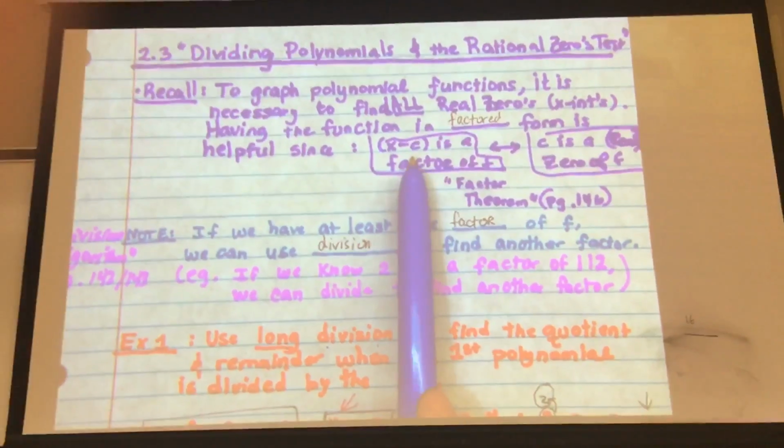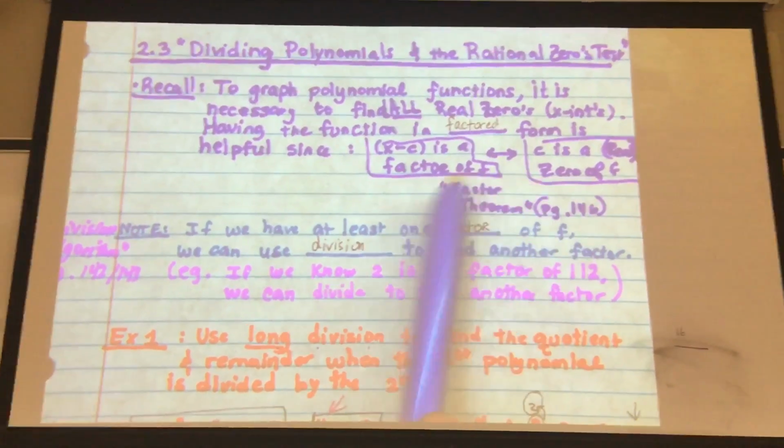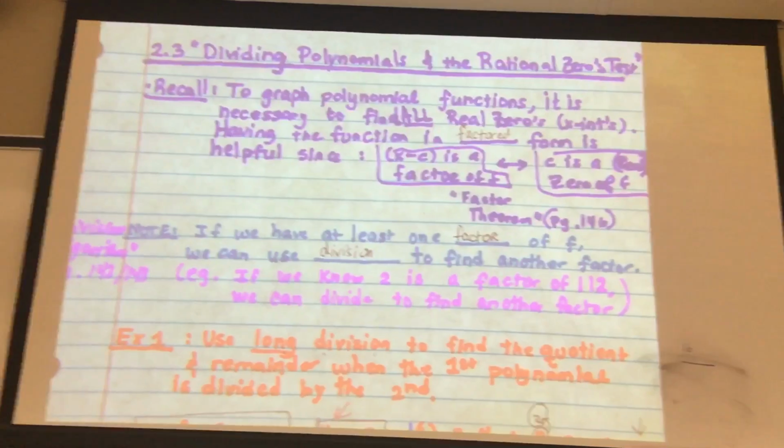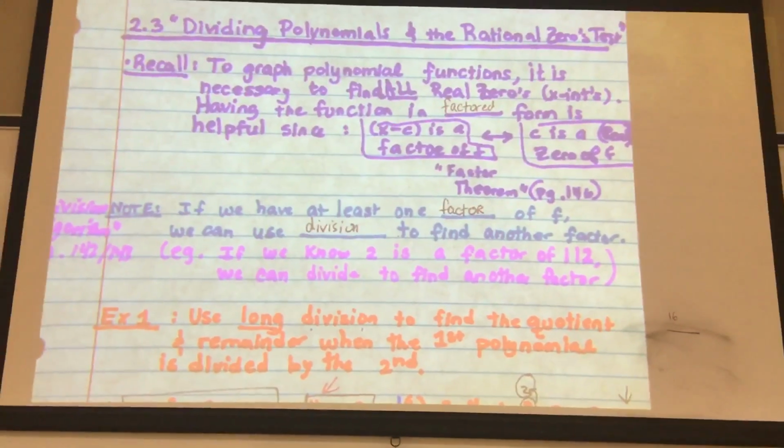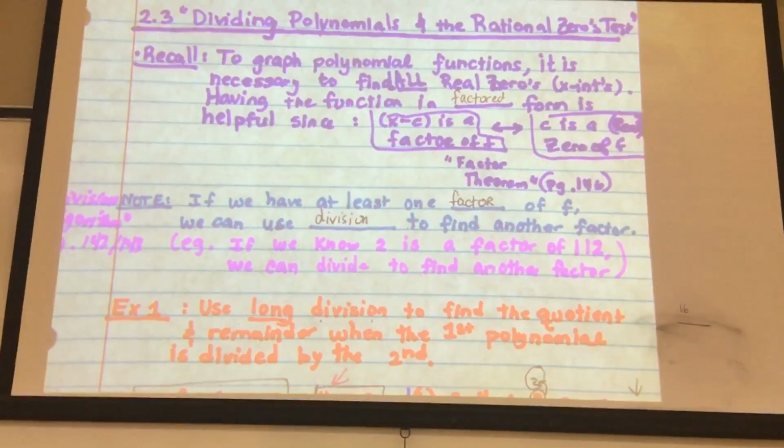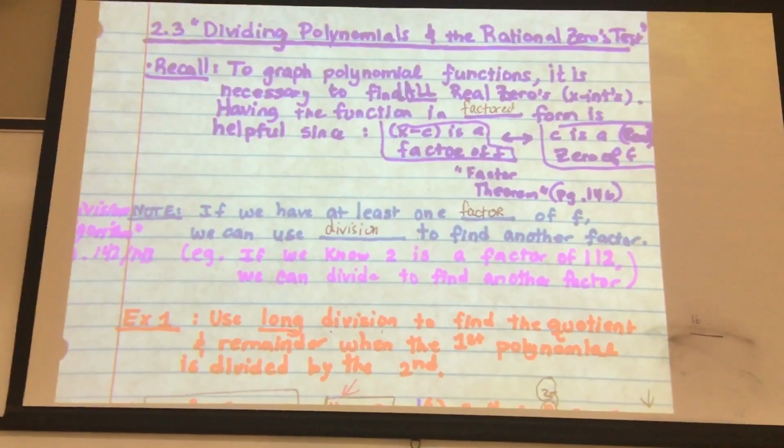We already mentioned that if you have a factor, you have a 0. If you have a 0, you have a factor. We already know that. So if 2 is a 0, x minus 2 is a factor. And if x minus 2 is a factor, then 2 is a 0. We already knew that. Nothing new there.